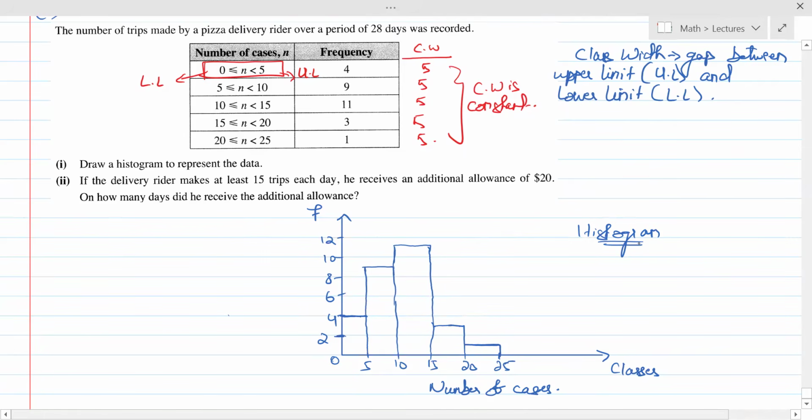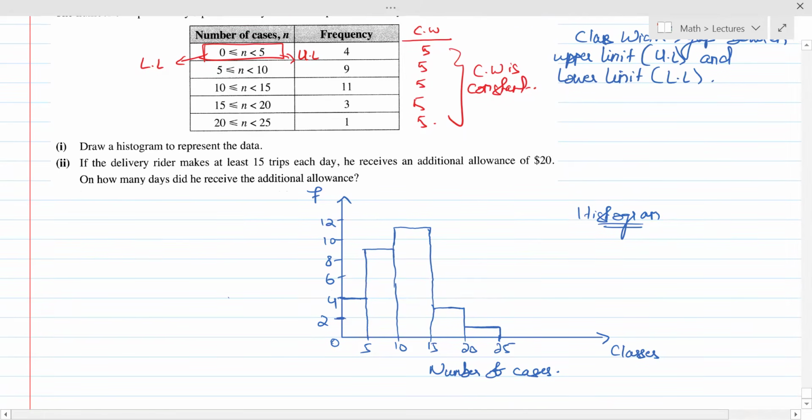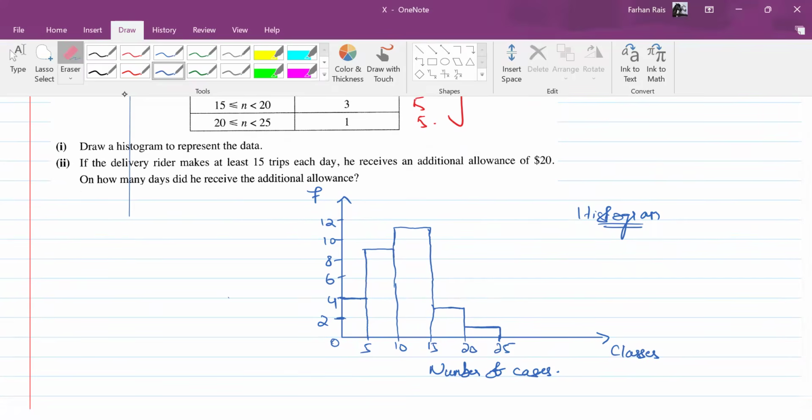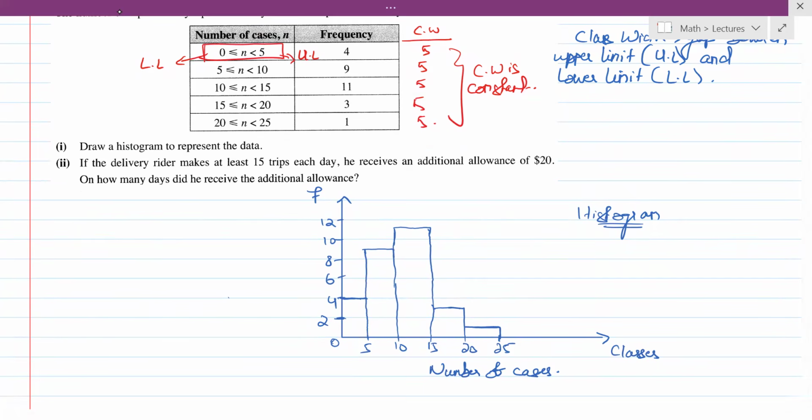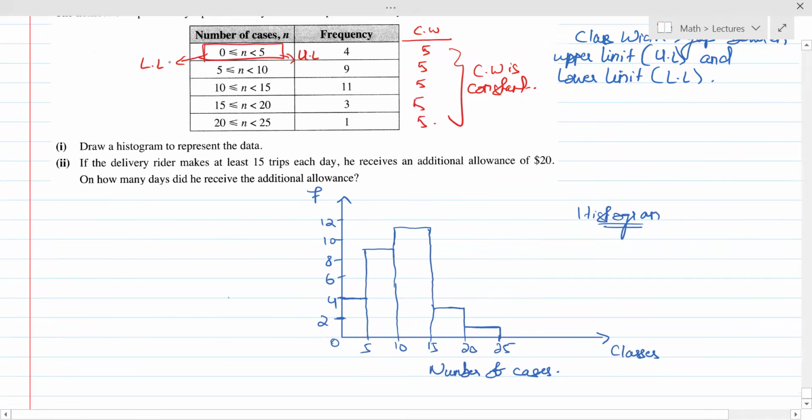In the next example, we'll refer to the data where we don't have the class width constant. Let me pick an example for you. Oh, by the way, this question has one more part. Before moving on to the next example, we have to do part 2 also.